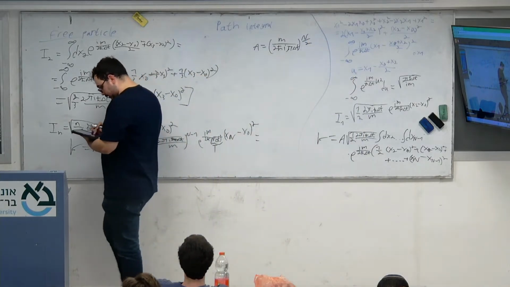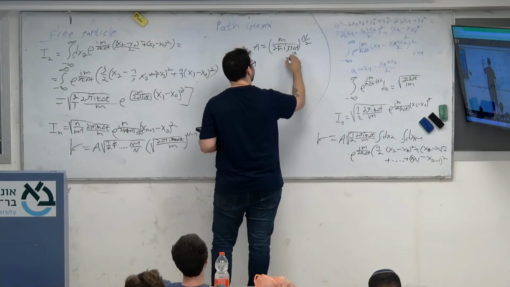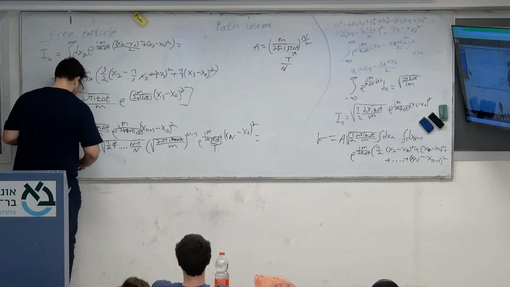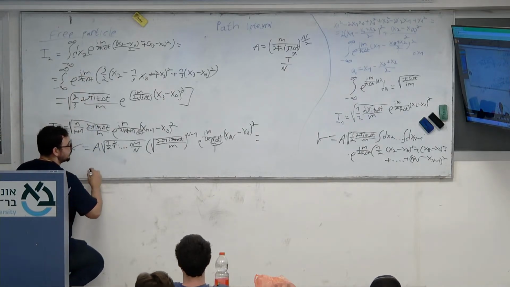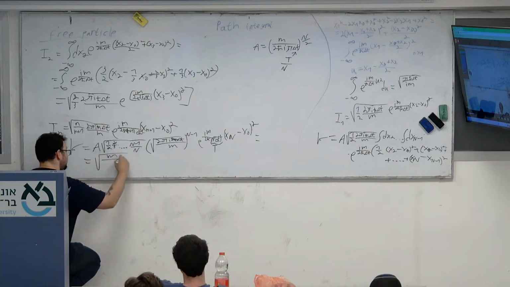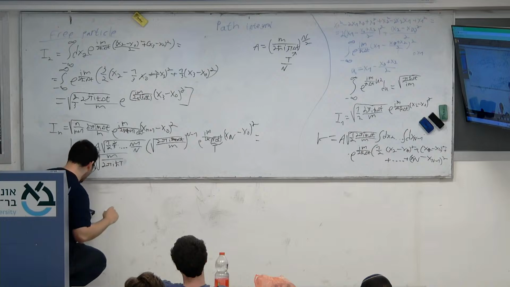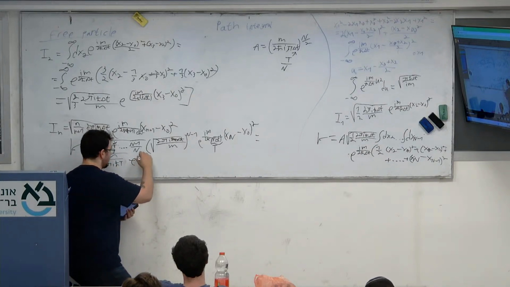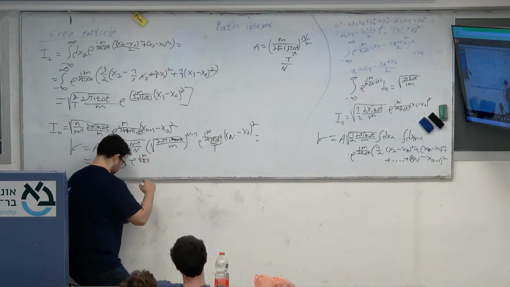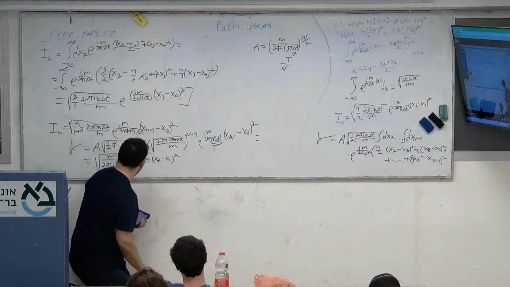Taking all of this into account and replacing the delta t here with t divided by n, we get that all this equals square root of m over 2 pi i h bar t, e to the i m over 2 h bar t times (x_f minus x_i) squared.